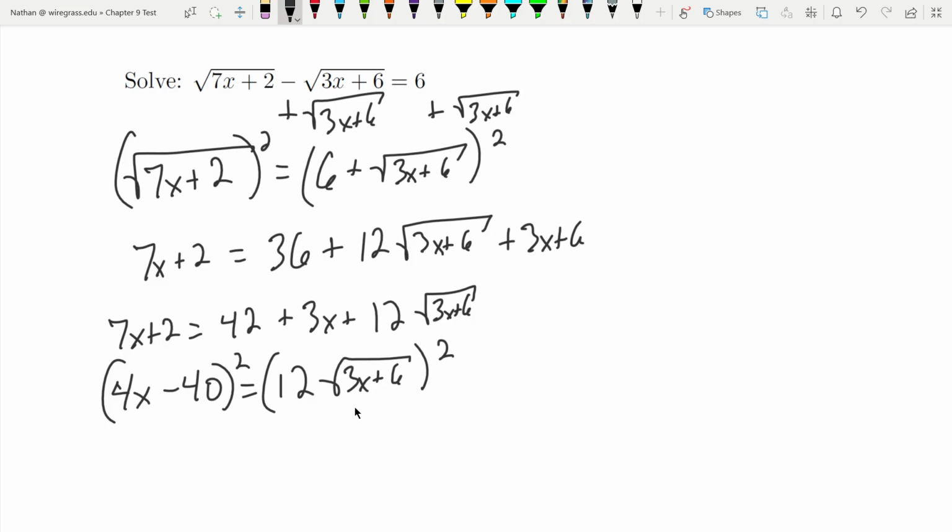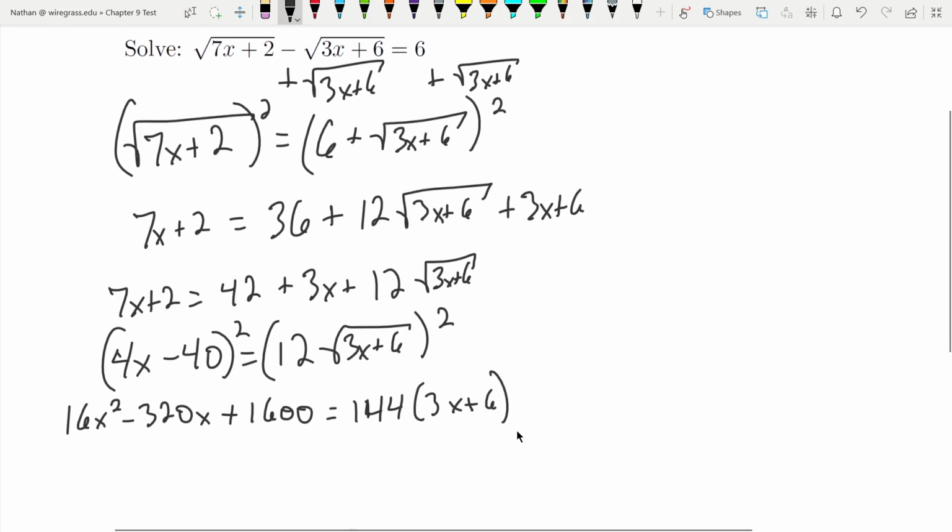Okay, so on this side, I have to expand this whole thing out as 4x minus 40 times 4x minus 40. That's going to give me 16x squared. Let's see, 4 times 40 is 160, times 2 is negative 320x. Negative 40 times negative 40 is positive 1600. 12 squared is 144. And 3x plus 6 squared is just 3x plus 6.